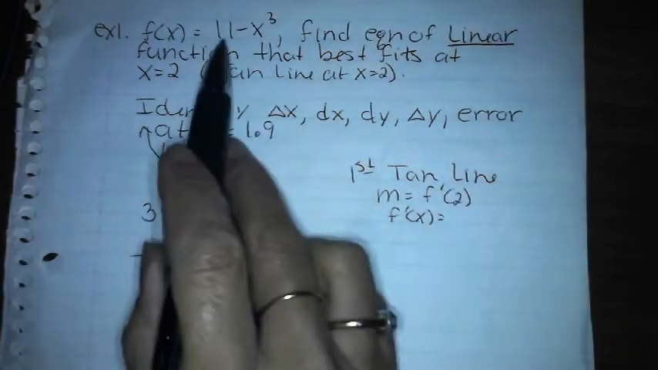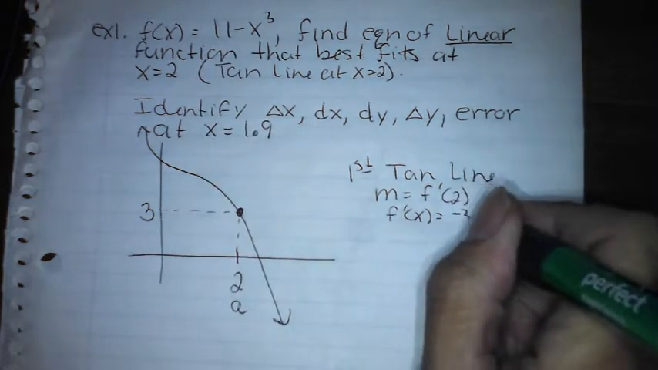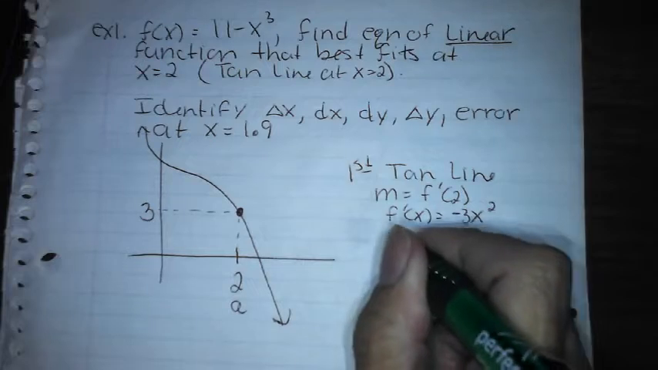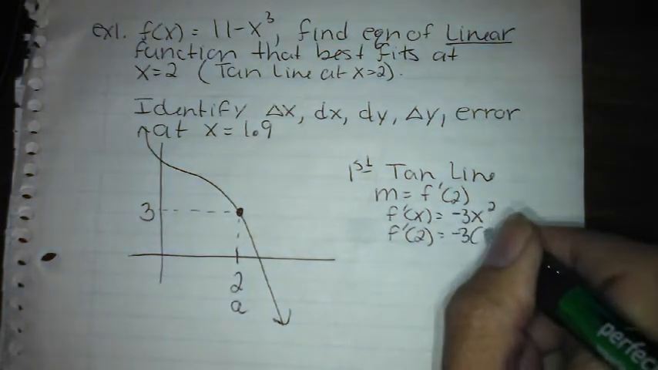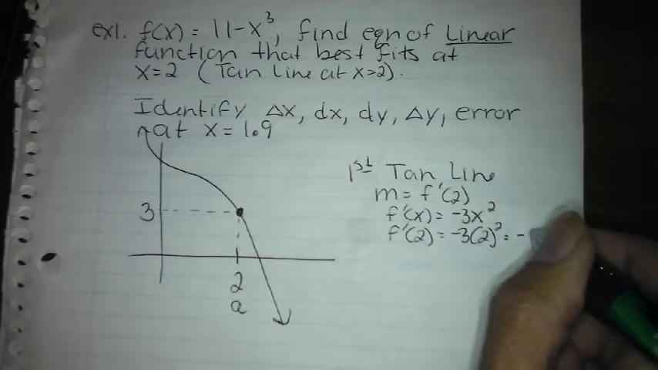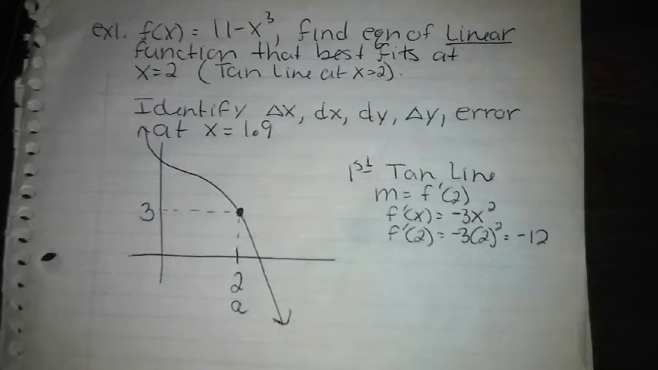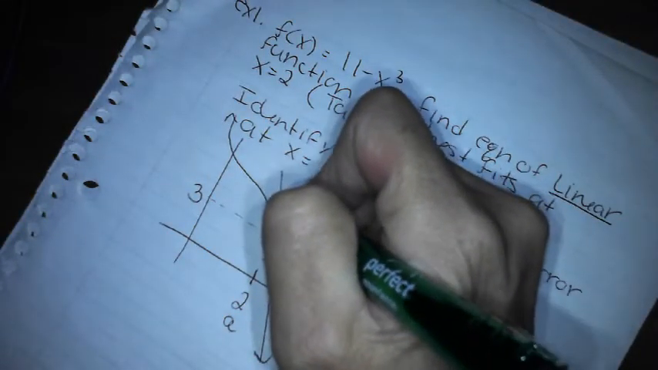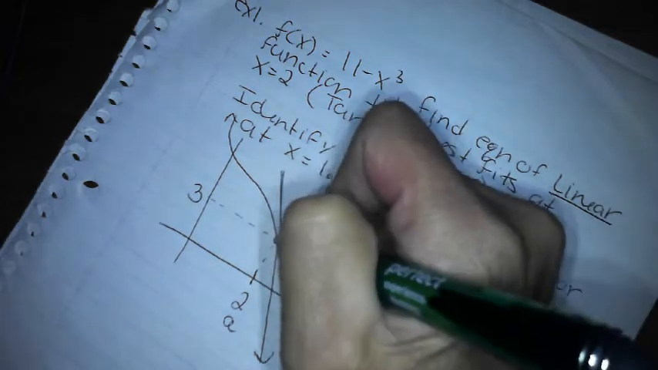The derivative of 11 is 0. The derivative here is going to be negative 3x squared. Now we'll plug the 2 in. That will give us negative 12. So we've got a negative 12 slope, and that makes sense because our tangent line is going to be downhill. I can sketch it in right now real quick. Pretty steep. So we'll pretend that actually touched.